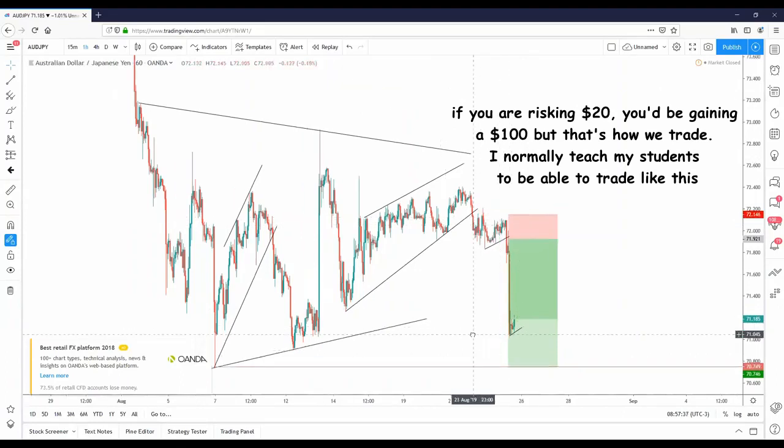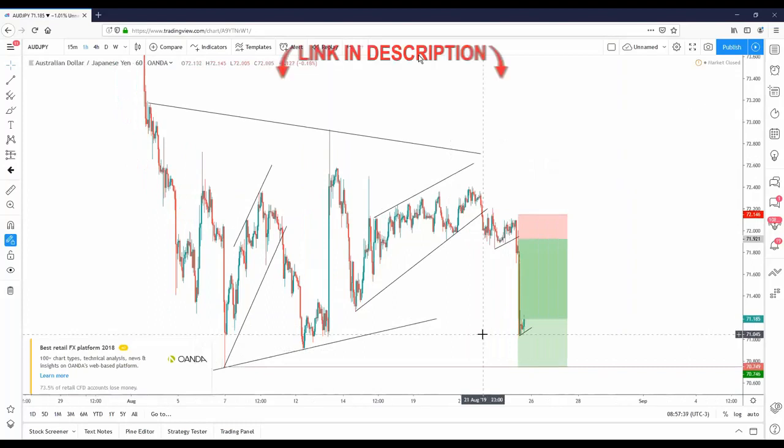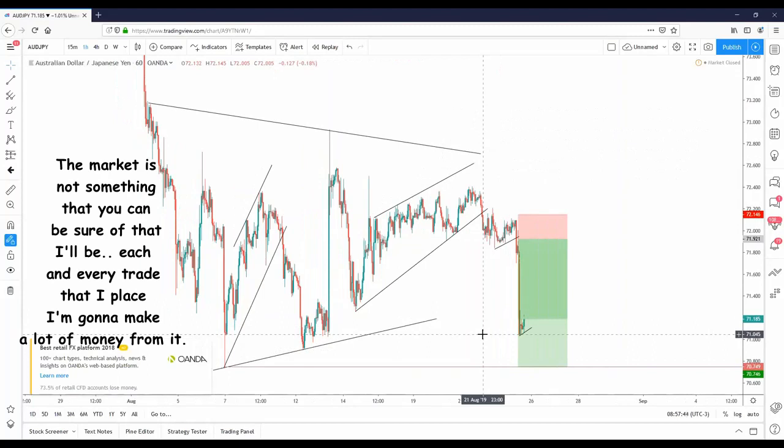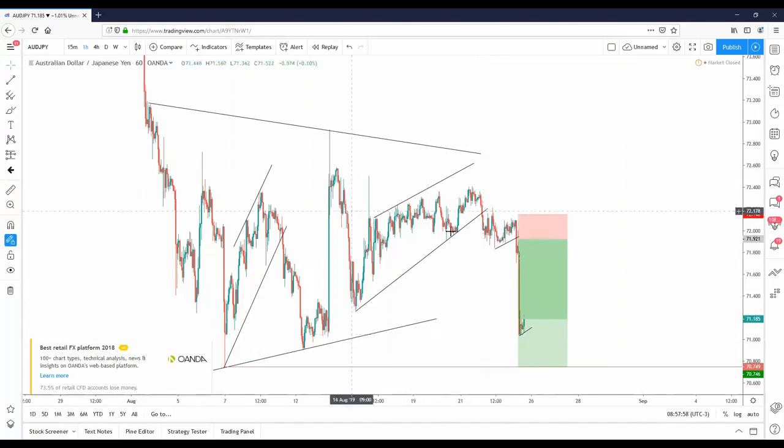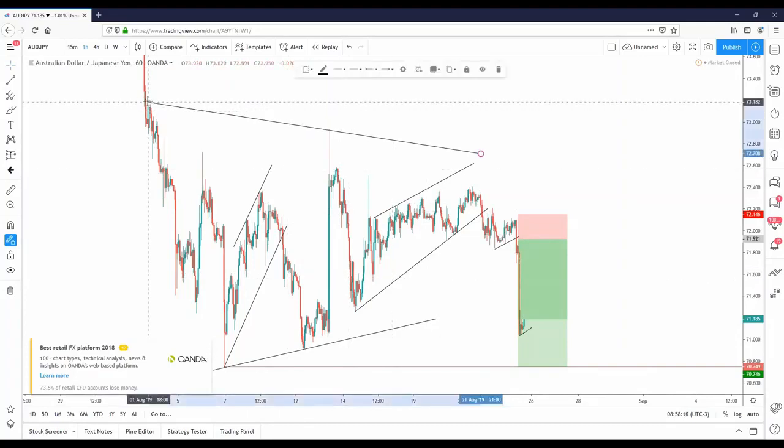I normally teach my students to trade like this because it's a much better way. The market is not something that you can be sure of, that each and every trade I place, I'm going to make a lot of money from it. So rather, on the ones you're wrong at, lose smaller amounts of money, and on the ones you are right at, make a lot of profits. Do you get that? So this is how we caught this trade. It's using this impulsive movement and correction strategy, understanding how the market moves. Yes, there's a deeper side to it. This is just me showing you guys what you can understand from it.